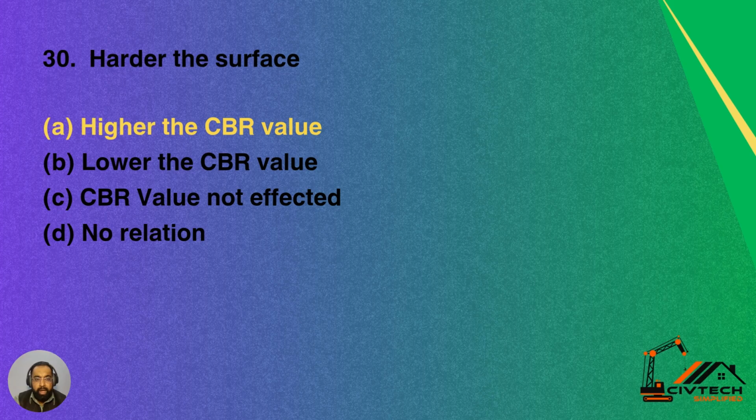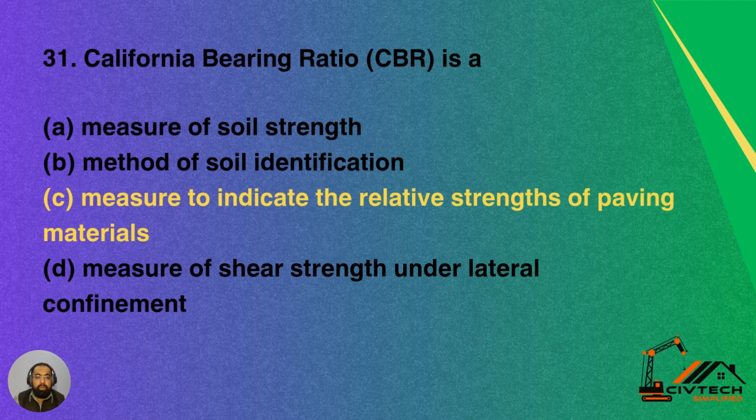Question number 30. Harder the surface, option A, higher the CBR value. Option B, lower the CBR value. C, CBR value does not affect. Option D, no relation. So harder the surface, higher would be the California bearing ratio value. Option A is the correct answer, higher the CBR value.